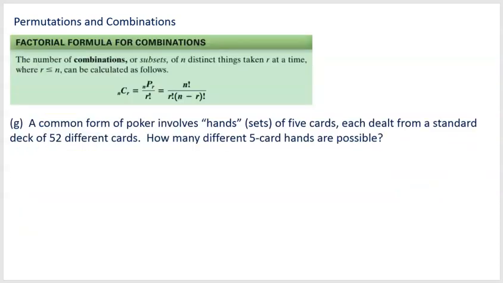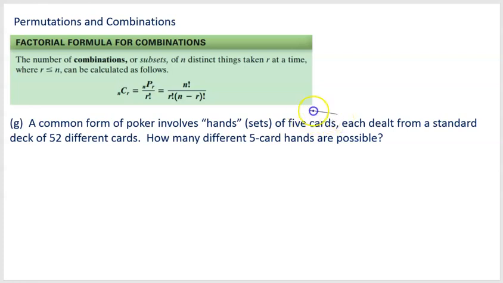So for example, G, we have a common form of poker involves hands. Now, if you're not familiar with cards, I've got a little problem coming up that explains cards. But in this particular problem, you don't have to understand a deck of cards because it tells you have 52 cards.